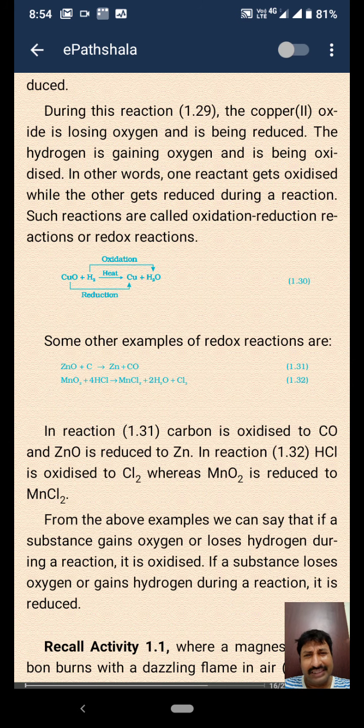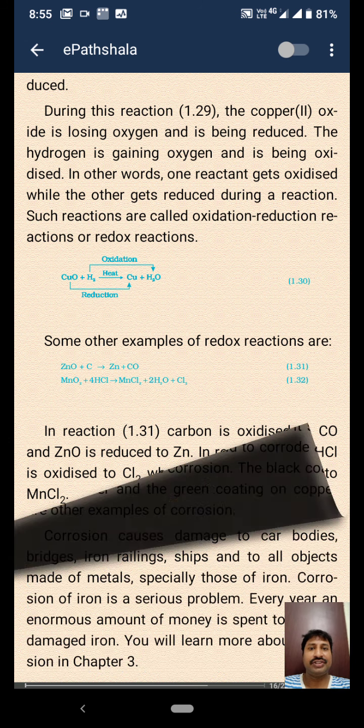When oxidation and reduction take place simultaneously in one reaction, that we call redox reaction. See, in copper oxide plus hydrogen gas, when it is added, hydrogen gas is involved in it and oxygen is liberated as water molecule. So here both oxidation and reduction simultaneously take place, so it is called redox reaction.